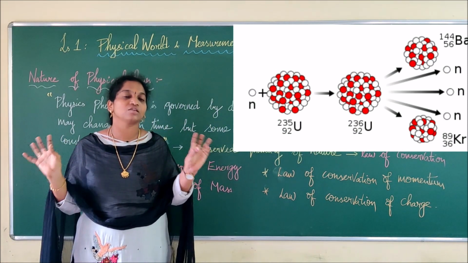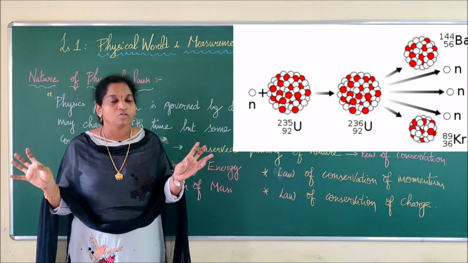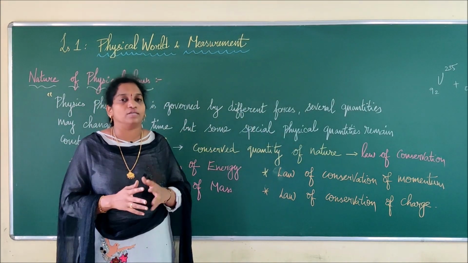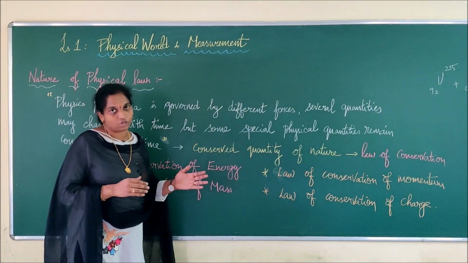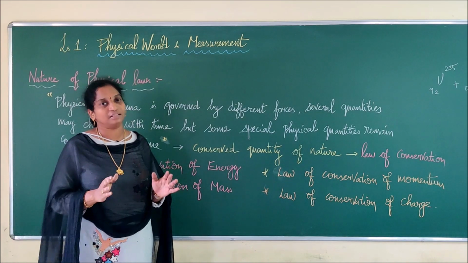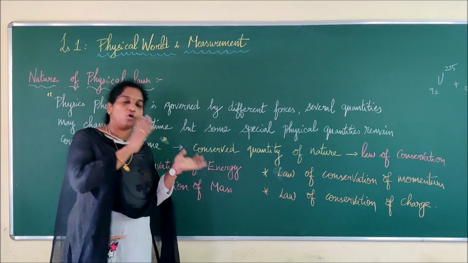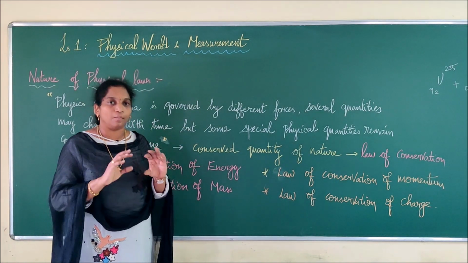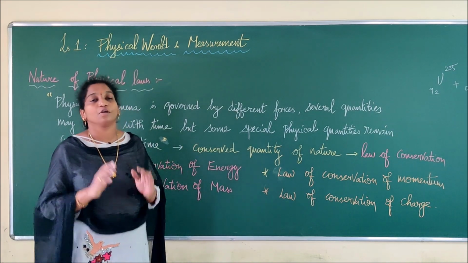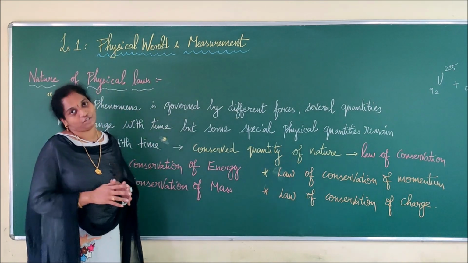So the number of charges remains the same. Am I right? That is called conservation of charge. In any stoichiometric equation, both the reactant and the product side, the number of charges will remain the same. We call this the conservation of charge.